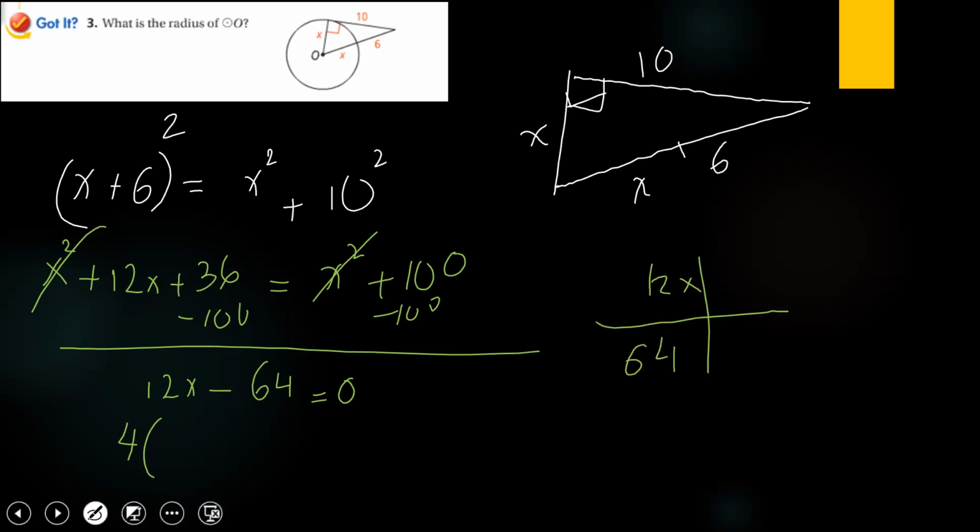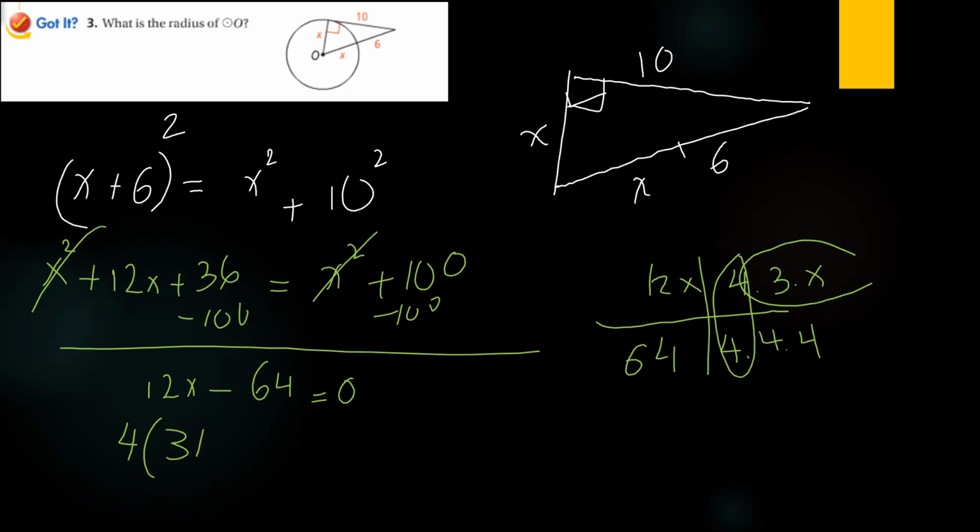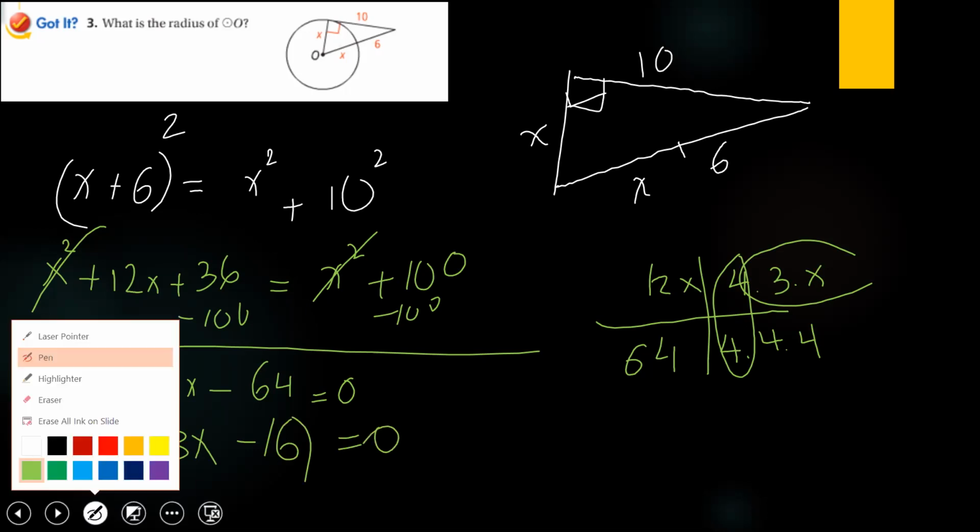Let's now factorize them. 12x is 4 times 3 times x. 64 is 4 times 4 times 4. 4 times 4 is 16, times 4 is 64. So if we take 4 as a common factor, what do we have left here? We have 3x minus 16 equals 0.